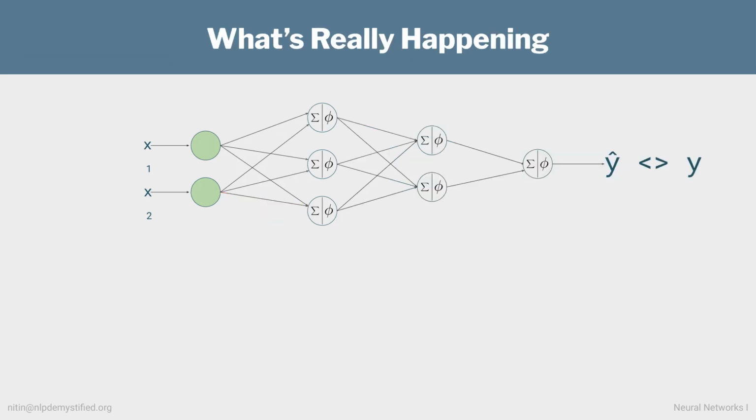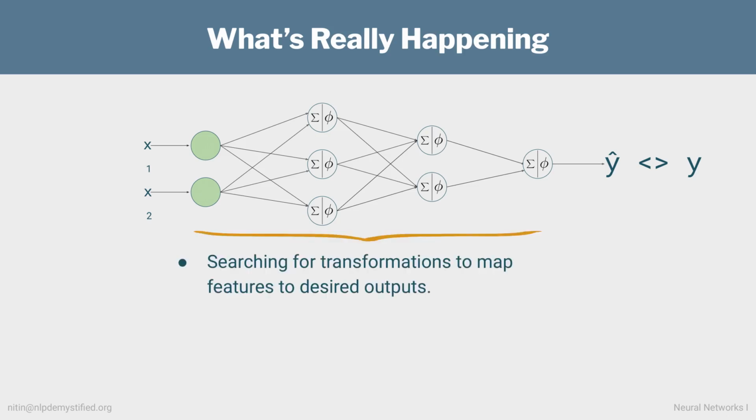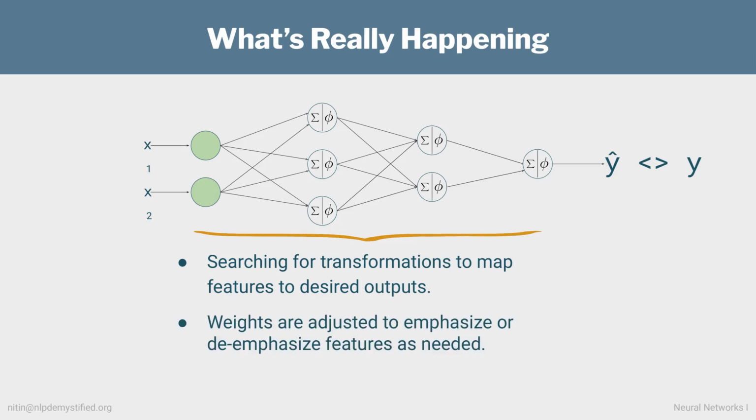So now that we know the core mechanisms of neural networks, what's really happening here once we strip away any mysticism? At its core, the neural network is searching for transformations that convert the input x to the desired output y. And it does this by adjusting weights to emphasize or de-emphasize features as needed. So for example, if you're predicting used car prices, the network may learn that mileage and year are important features, but the number of cup holders is not as important, and adjust the weights accordingly.